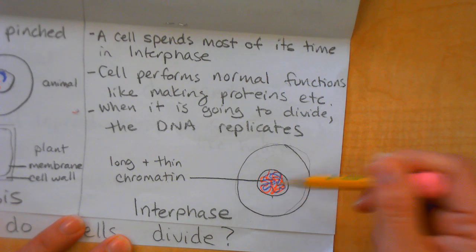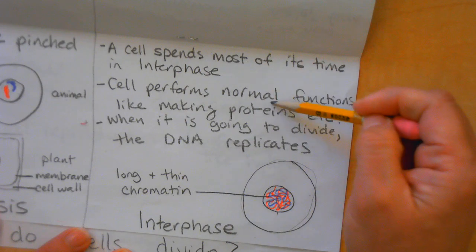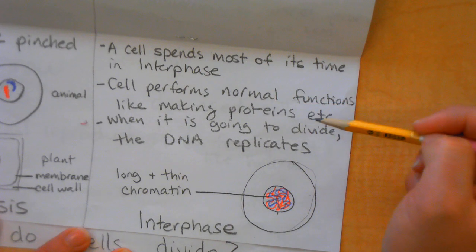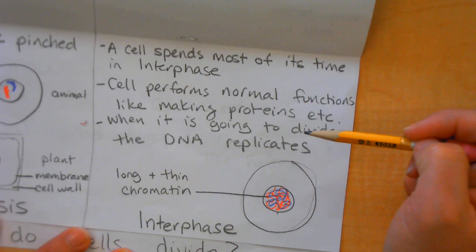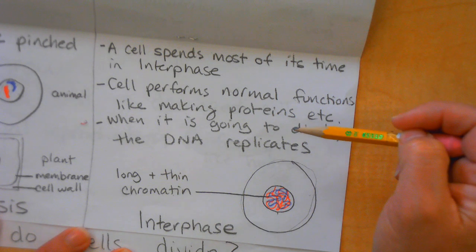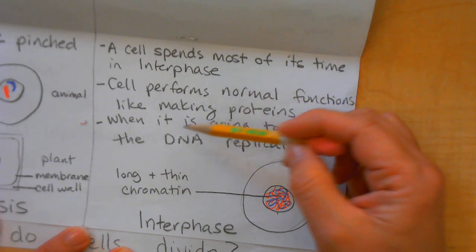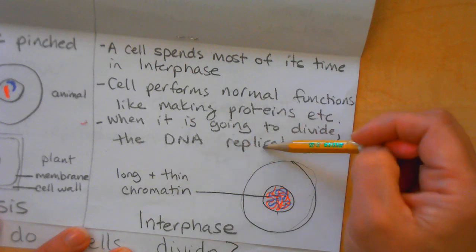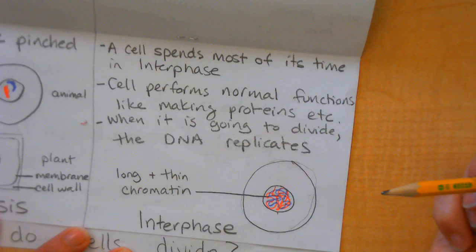And what does it do during that time? Well, it just does its normal stuff, like making proteins. For instance, if it's a pancreas cell, it's going to make insulin and do all of its jobs. If it's a skin cell, it's going to protect you. When it's about to divide, then the DNA replicates. So that happens during interphase.